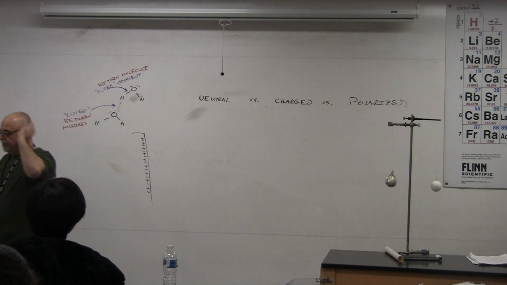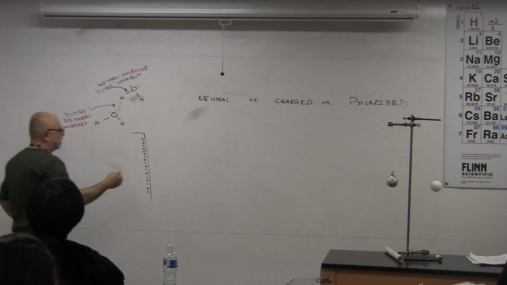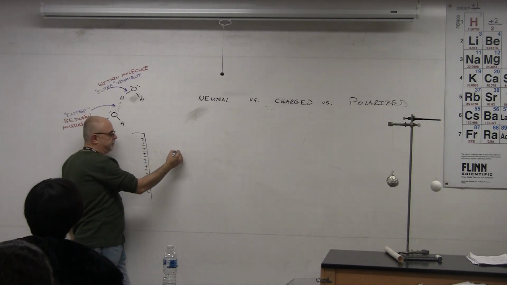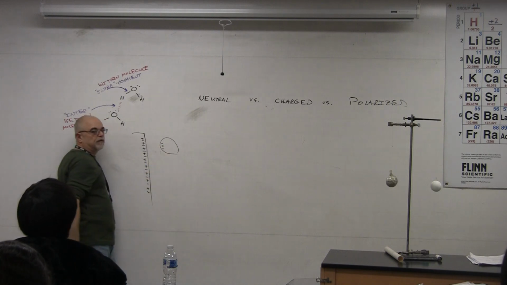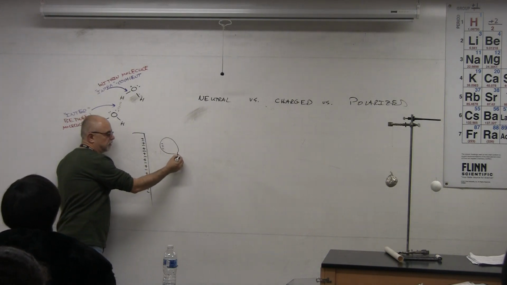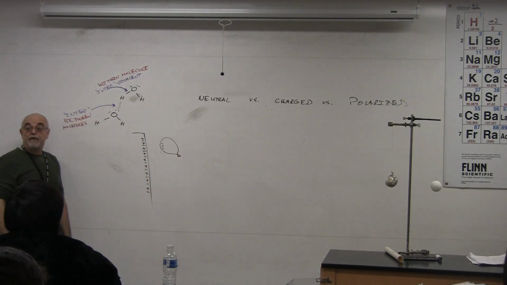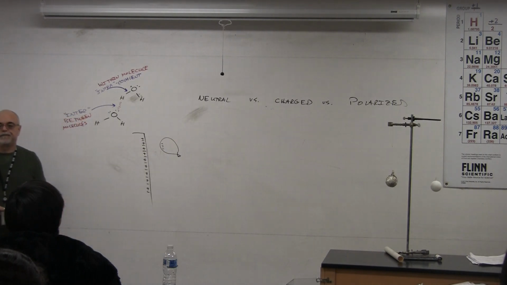So let's say I rub a balloon on my head, and let's assume it acquires a negative charge. So I'm going to put some excess negative charges on the balloon to represent that. What happens to the balloon and the wall as I bring these toward each other?